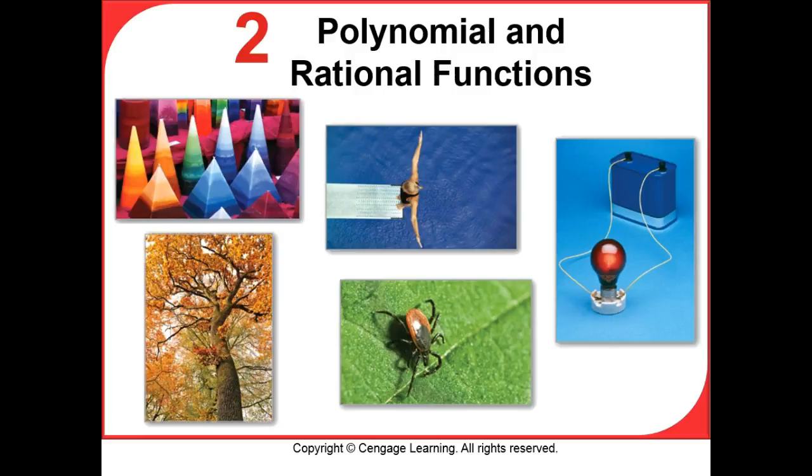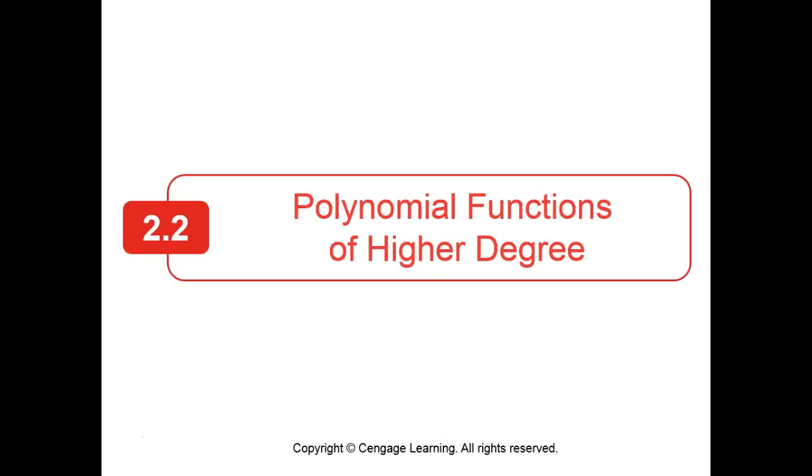All right. I've already assigned those homework exercises to you. Let's move on to section 2.2. 2.2 is polynomial functions of higher degree. In the last section, we dealt mostly with quadratic functions, degree 2. Now we're going to go to higher degrees, now that Melva's here. Okay? All right.